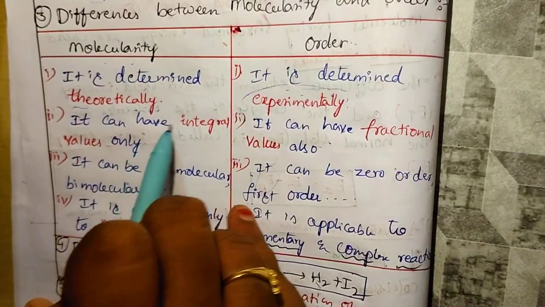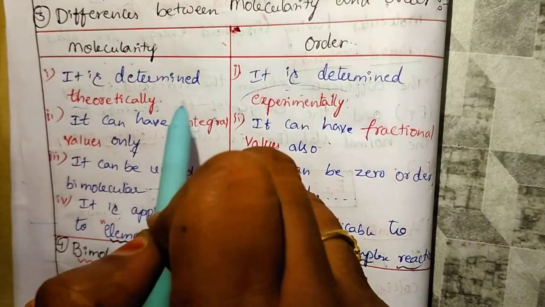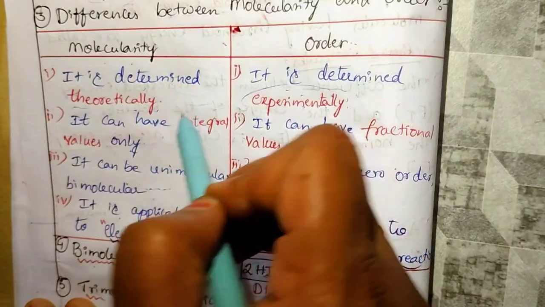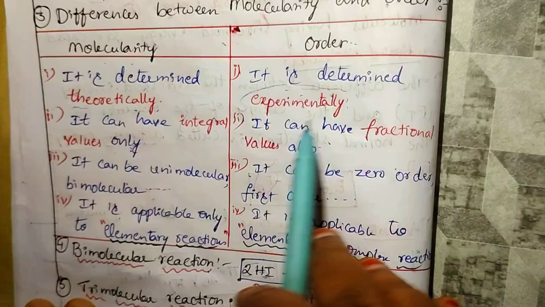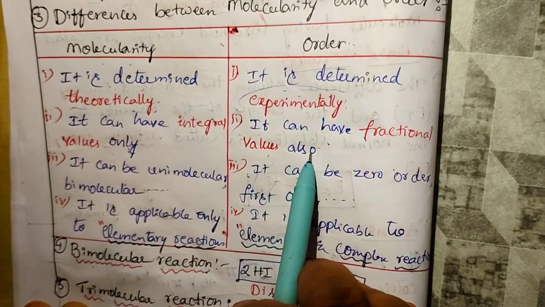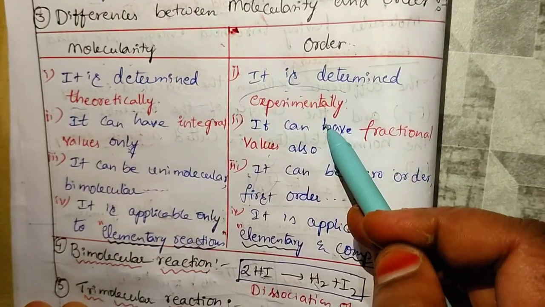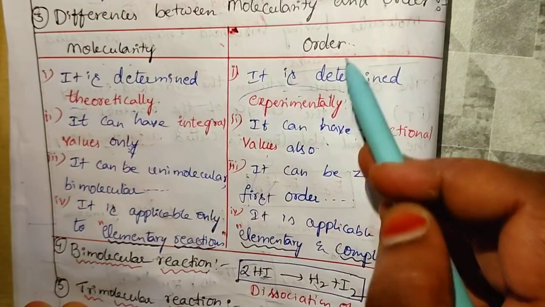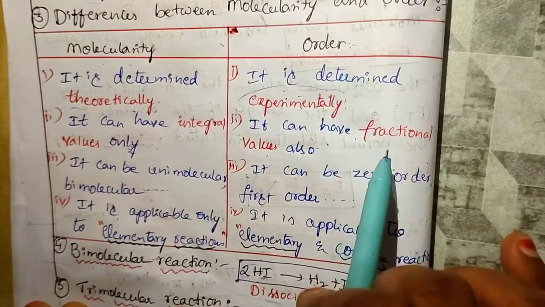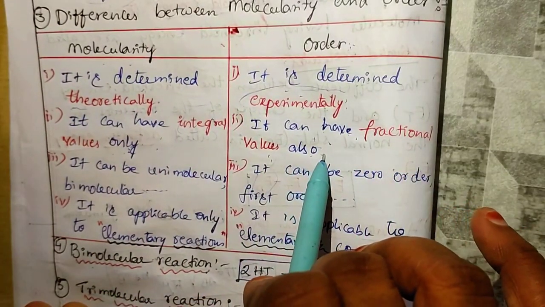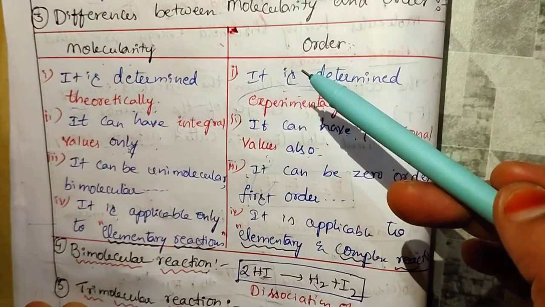Second point: molecularity can have integral values only, 1, 2, 3, like that. What about order? It can have fractional values also, meaning a half order reaction, 1 by 2 order. Fractional orders are also there for order. Molecularity has integral values only, and order may be fractions also.